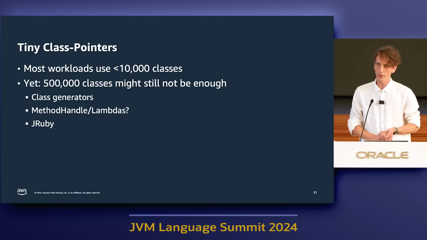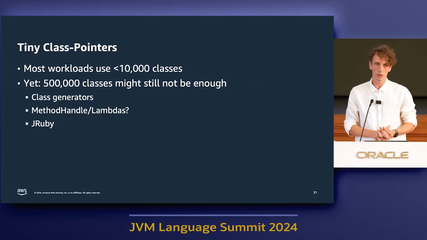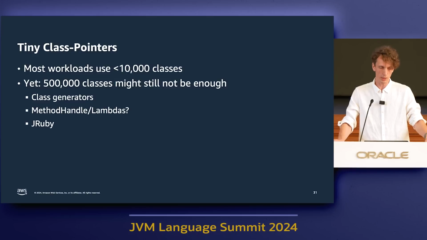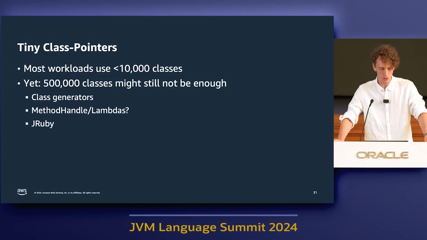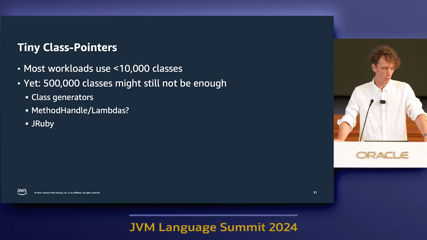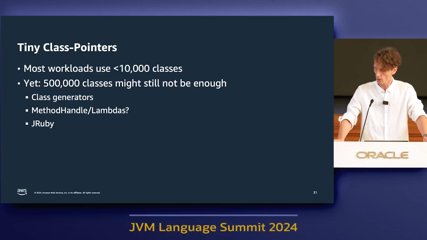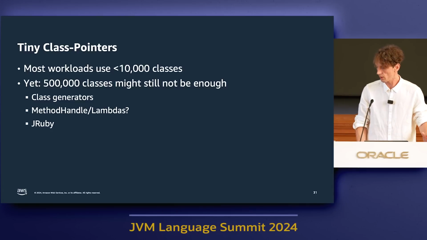But the big question is, are 500,000 classes enough? If we shrink the addressable space and can only address about 500,000 classes, is this good enough? Most workloads actually use much, much less than this. Most workloads use less than 10,000 classes, or maybe a few 10,000 classes, often very much below 100,000. Yet 500,000 classes might still not be enough.